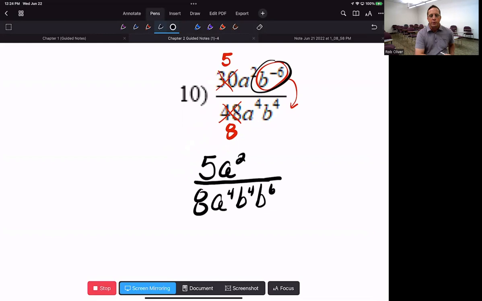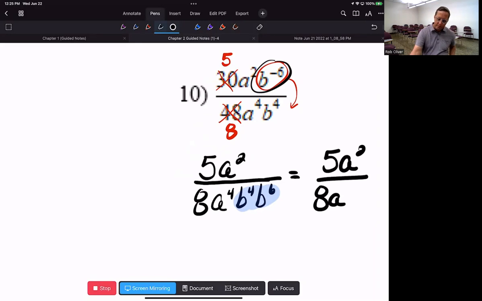And the only thing that we can do is use the product rule with these two powers. We've got b to the 4th, b to the 6th, which makes b to the 10th. And now let's put it all together. So we've got 5a squared over 8.